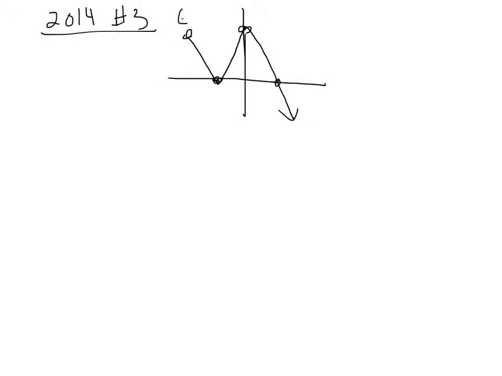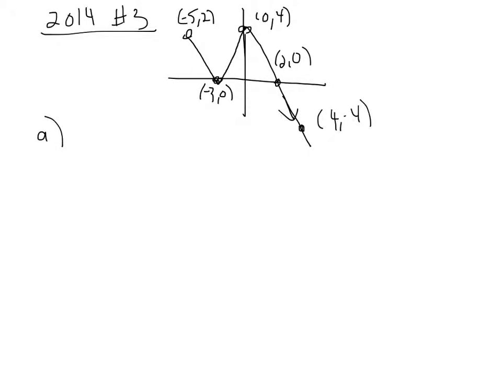This is (-5, 2). This is (-3, 0). This is (0, 4). This is (2, 0). And then we have this other point down here, which is (4, -4).